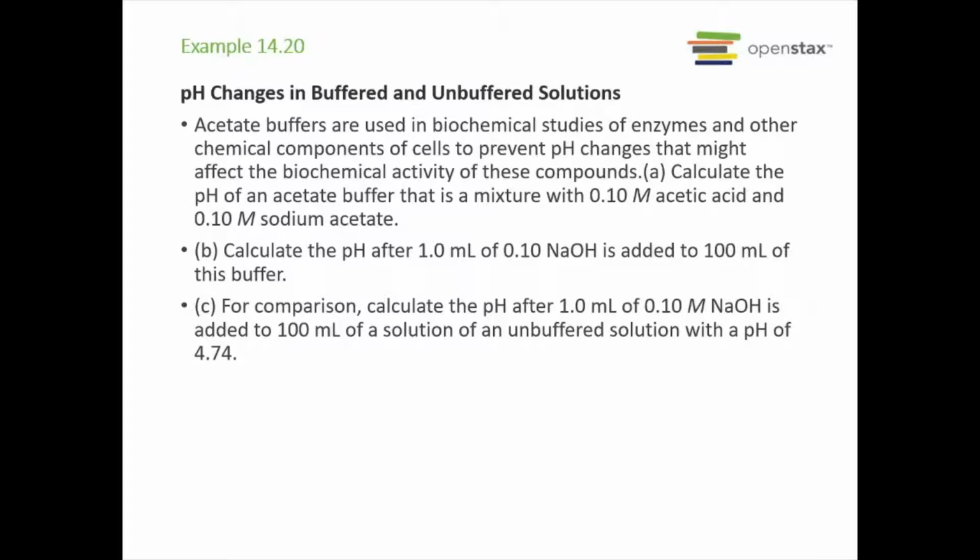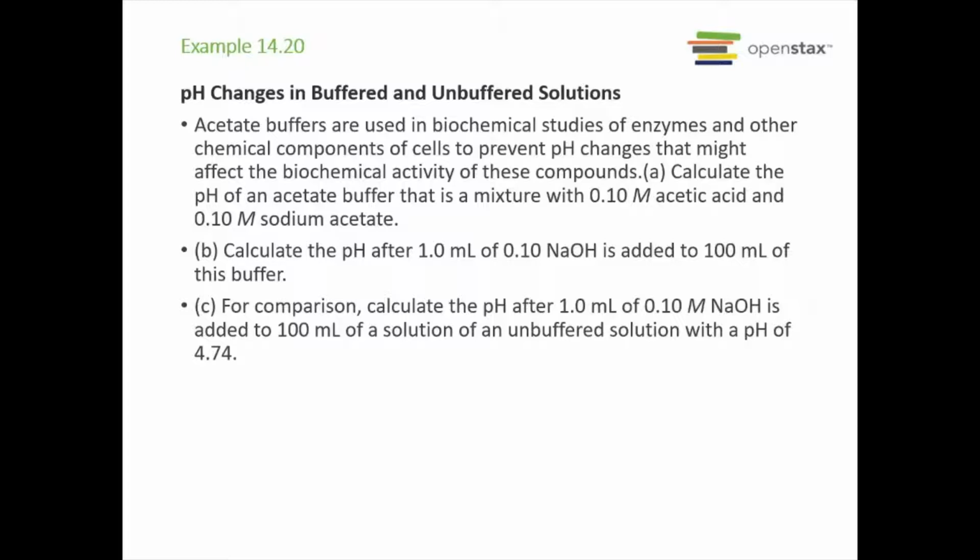But we're talking about acetate buffers, and they are used in biochemical studies of enzymes and other chemical components of cells to prevent pH changes that might affect the biochemical activity of these compounds. First thing we want to do is calculate the pH of an acetate buffer, that is a mixture with 0.10 molar acetic acid and 0.10 molar sodium acetate. Then we want to calculate the pH after 1 milliliter of sodium hydroxide is added to 100 milliliters of this. And then for comparison, calculate the pH of 1 milliliter of 0.10 molar sodium hydroxide added to 100 milliliters of an unbuffered solution with a pH of 4.74.